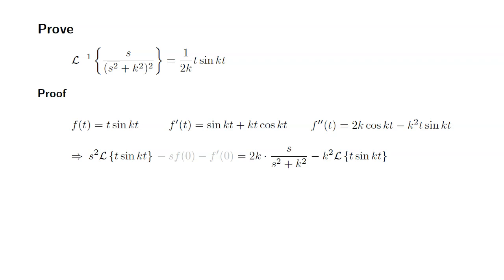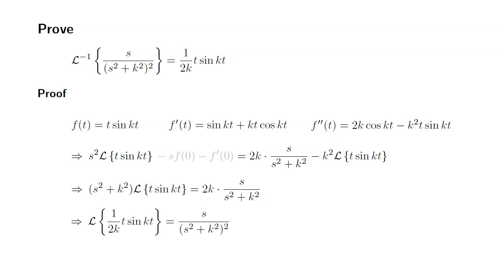We're going to get quantity s squared plus k squared times the Laplace transform of t sine of kt is equal to what's left, which is 2k times s over s squared plus k squared. Then we can divide through by s squared plus k squared and also divide through by 2k. We're going to get this.